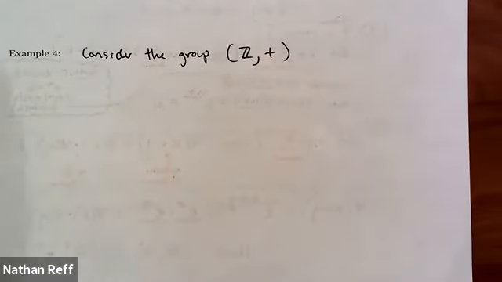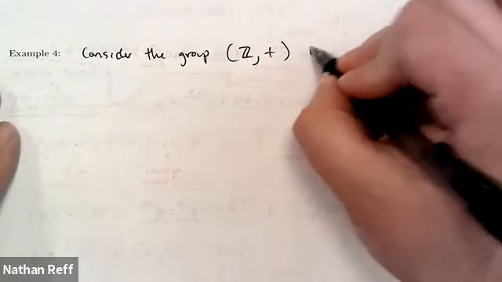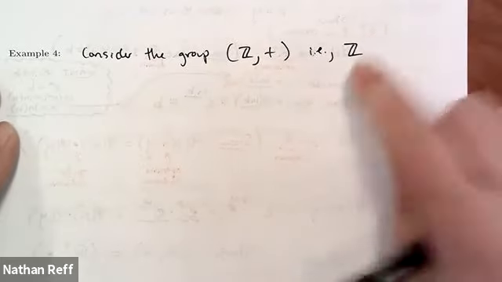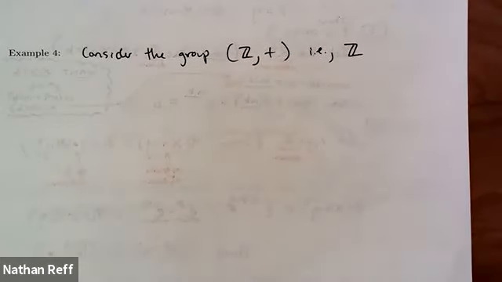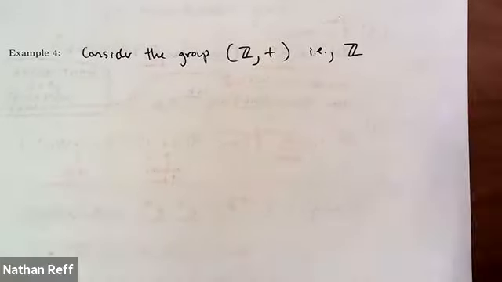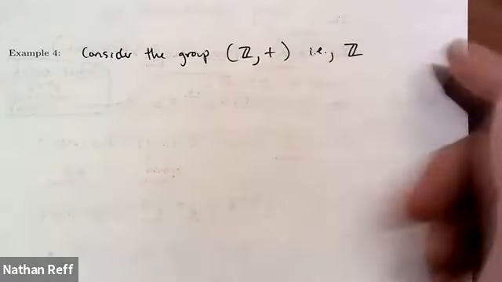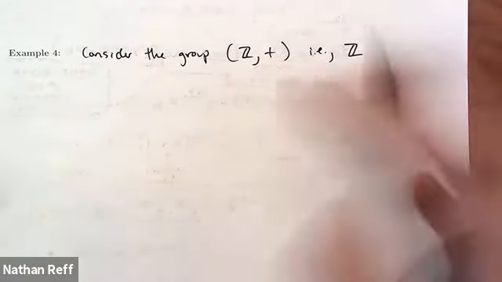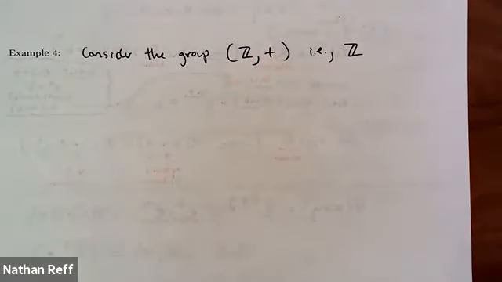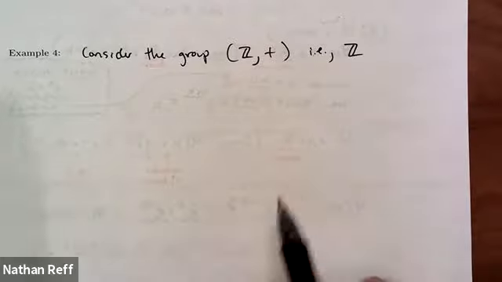I could actually just write Z, because it's only a group under addition, right? Whenever we wrote that, we meant that was under addition, because under multiplication, it's not a group, right? It doesn't always have inverses, like 2 does not have an inverse in the integers.